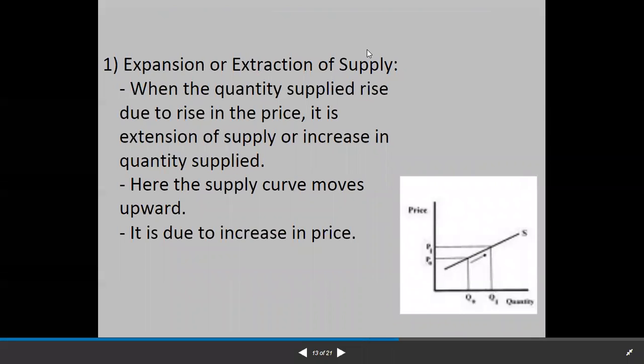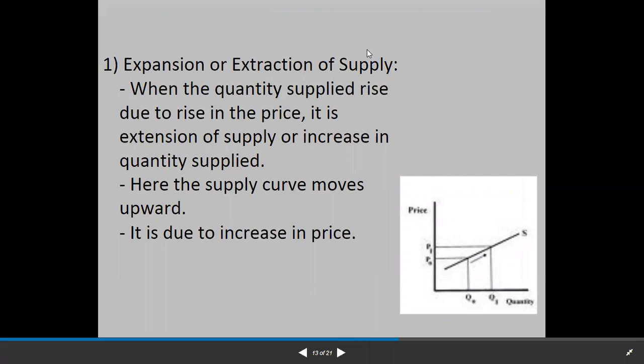So here, first of all, we will discuss when the quantity supplied of a commodity changes due to change in its own price, keeping other factors constant. Again, it is known as change in quantity supplied. So we will discuss here the two conditions, expansion or contraction.